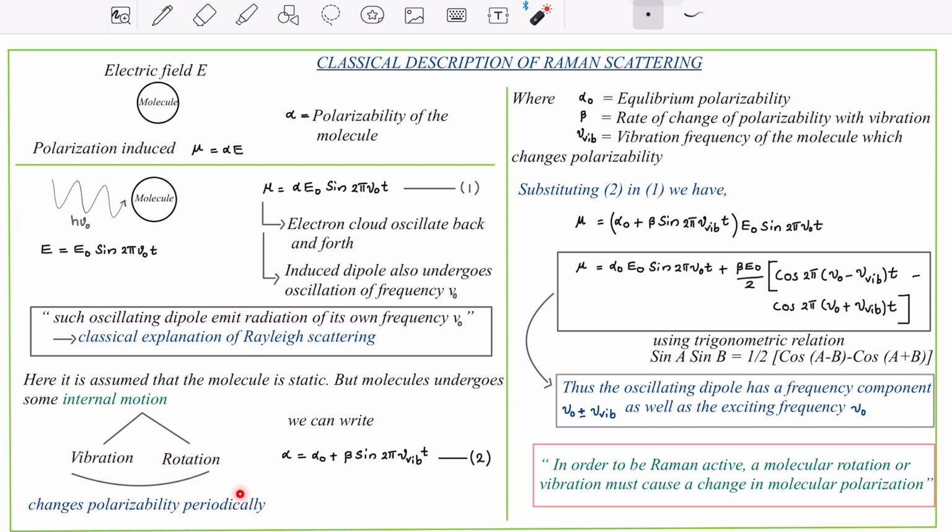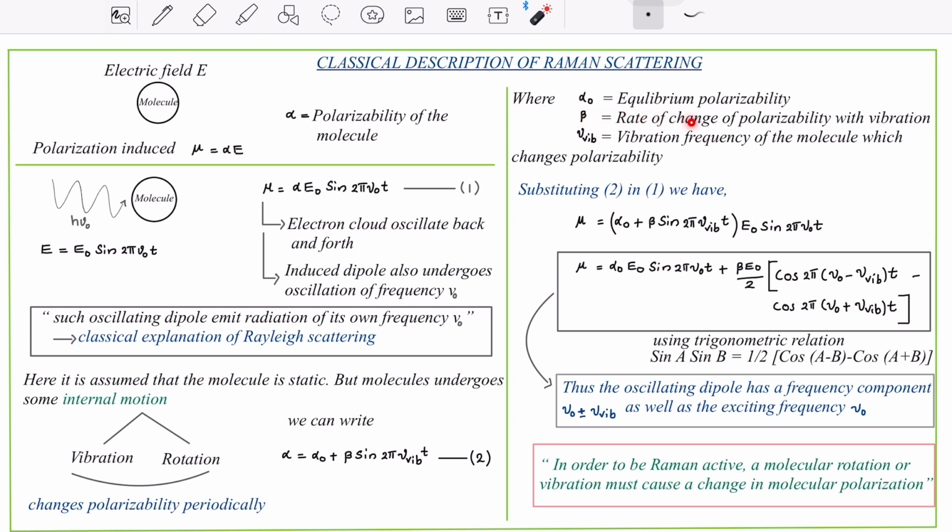And due to this internal motion, what happens? There is a change in polarizability of the molecule. There is a periodic change in the polarizability of the molecule. So the polarizability alpha is not a constant. It is some alpha 0 plus beta sine 2 pi nu vibration t. Here we have assumed that the molecule is internally vibrating with the frequency nu vibration, which is actually changing the molecular polarizability periodically.